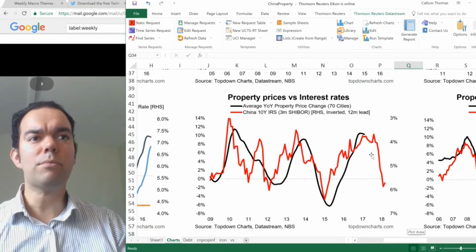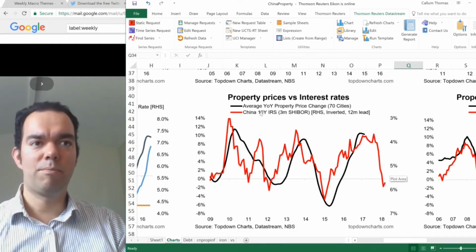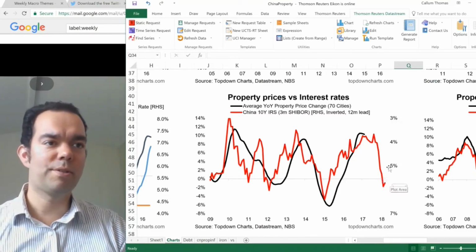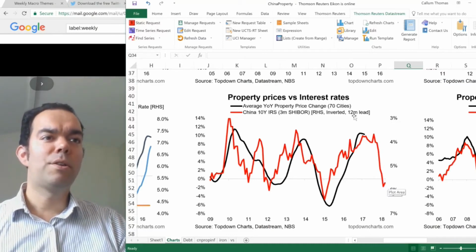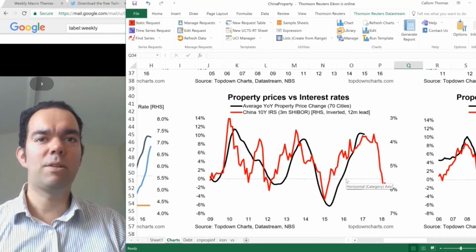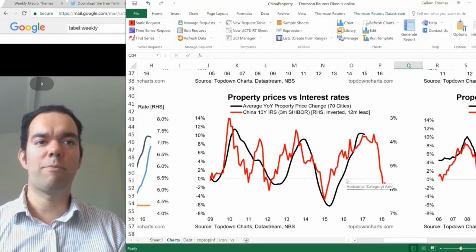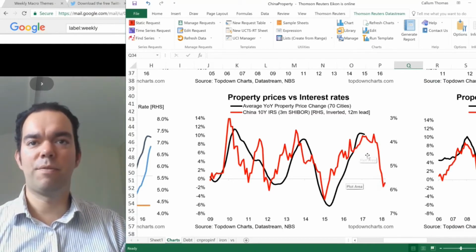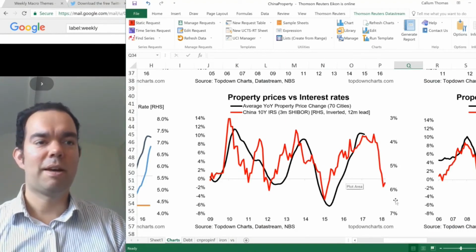So if you look at this red line, it's interest rates, basically long-term interest rates, inverted. You can see interest rates have gone up quite a lot, and it's got a 12-month lead. Intuitively, interest rates should impact the property market, and it should come through with a lead. So you can take some confidence that it's not necessarily just curve fitting or fun with charts.